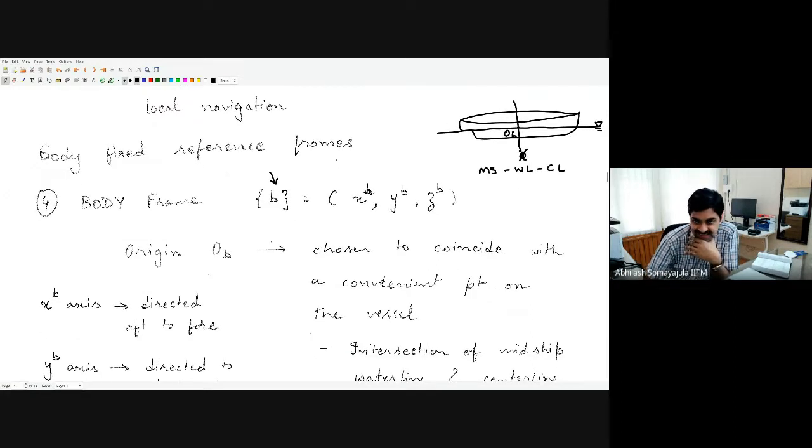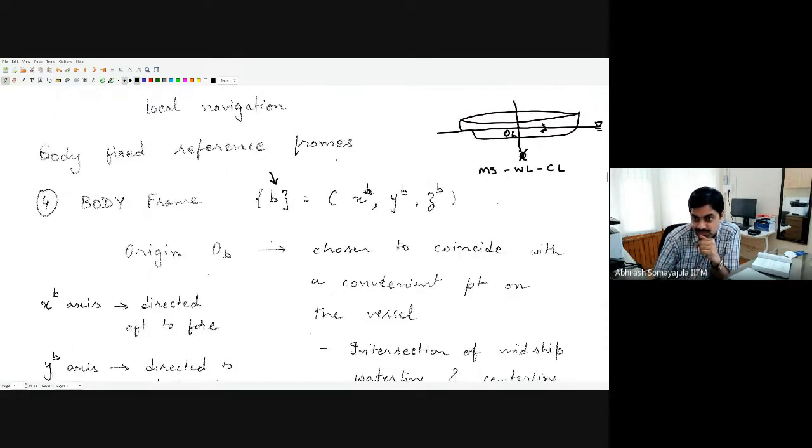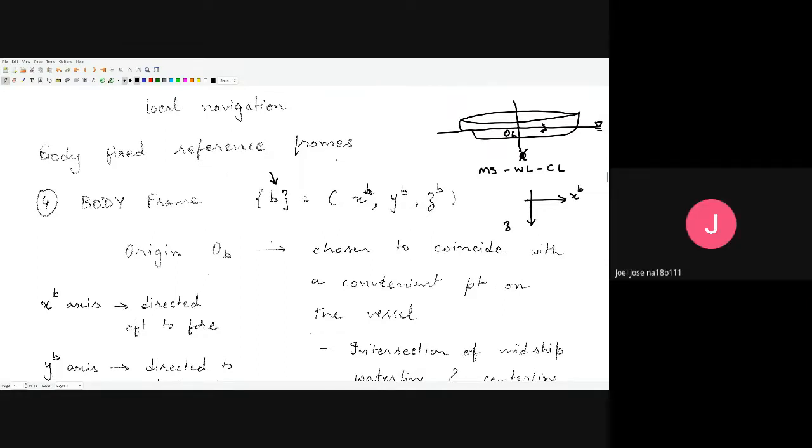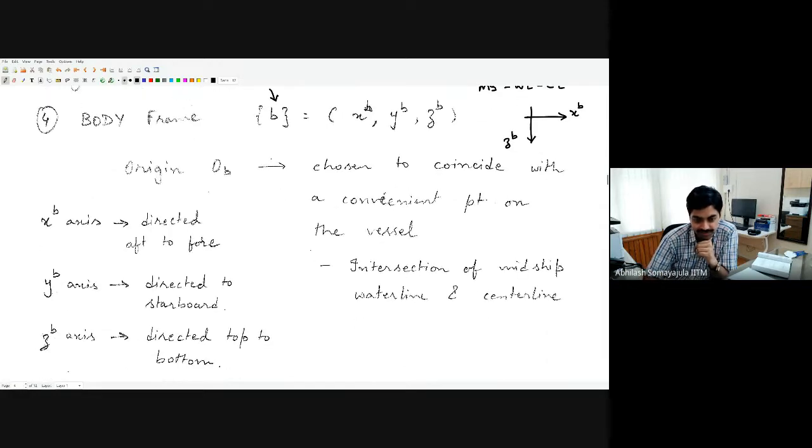And then we put our x-axis usually in the longitudinal direction of the ship. So along that will be the x-axis, and it is directed from the aft to the fore. And the y-axis, we'll first discuss the z-axis. The z-axis is pointed from the top to the bottom. So the x-axis is aft to forward, the z-axis is top to bottom. So obviously, where should the y-axis be? Starboard. The starboard side should be the y-axis, so it should be directed to the starboard side.